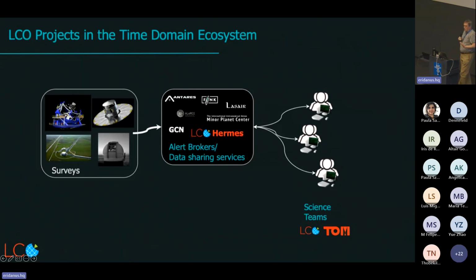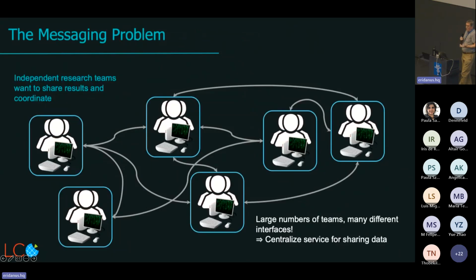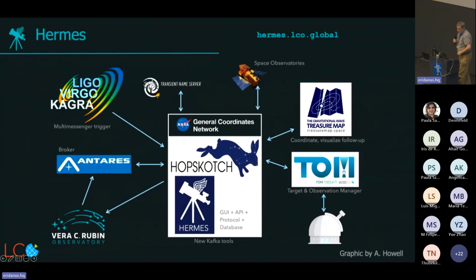Finally, I just want to return to this diagram and focus just on the top path, which is how alerts will flow from the surveys through to the science teams. There are a lot of independent research teams that hopefully want to share results and coordinate and collaborate. And they all have many different interfaces between the facilities that they're using, where they're getting their alerts from, and this is a real problem on how to share data.